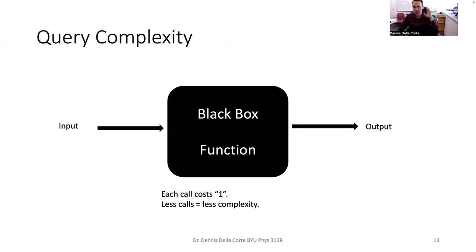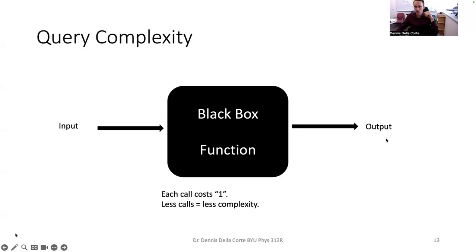Query complexity simply counts how often you call a specific function. So let's say the function is something that the quantum computer can do. It's a black box. We don't know what it is or what it can do or what it can't do. We just know it's there. And then we can say we can throw a certain input into the function. It crunches and gives us an output.